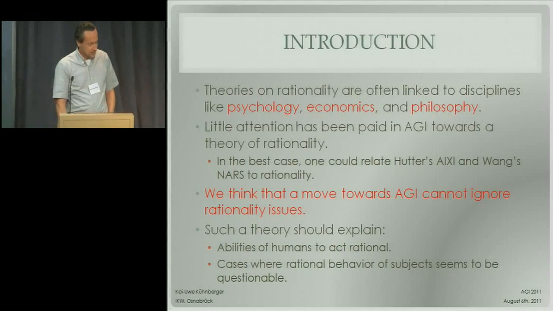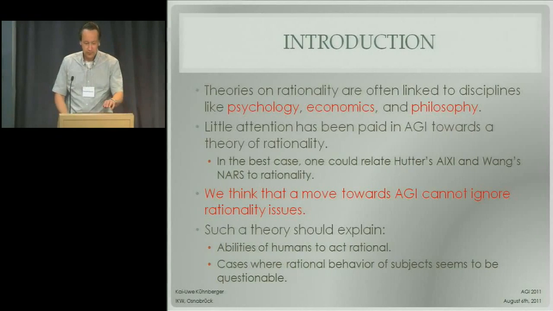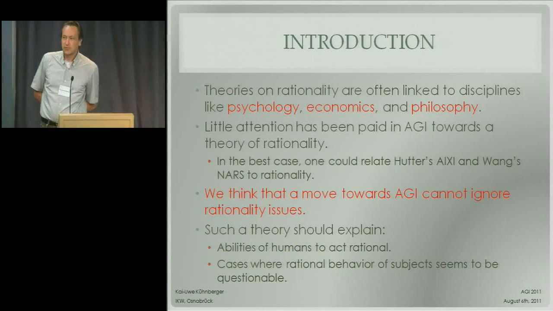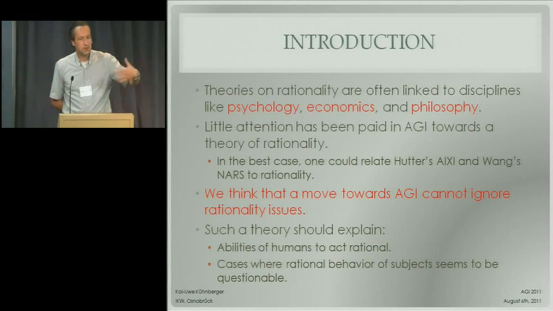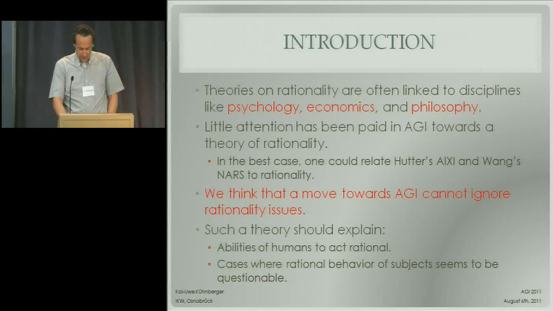I think that AGI would do a good thing if it moved towards rationality issues in a more direct and more concrete way. Such a theory should not only explain in which tasks and in which respects agents act rationally, but it should also be able to explain to a certain extent why such so-called rationality puzzles can occur, and why subjects seemingly do something that, according to some normative theories, is not in accordance with a rationality theory.